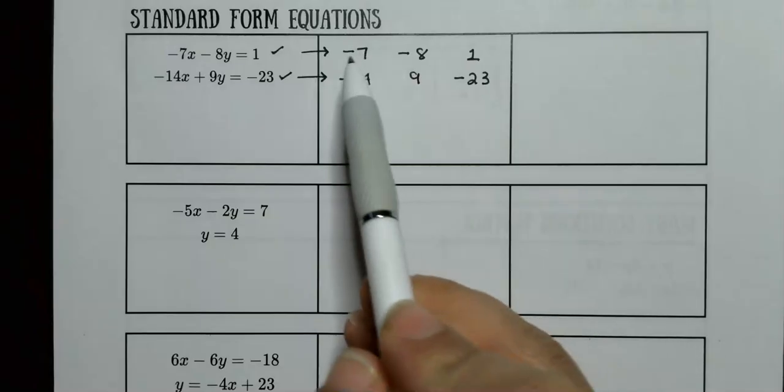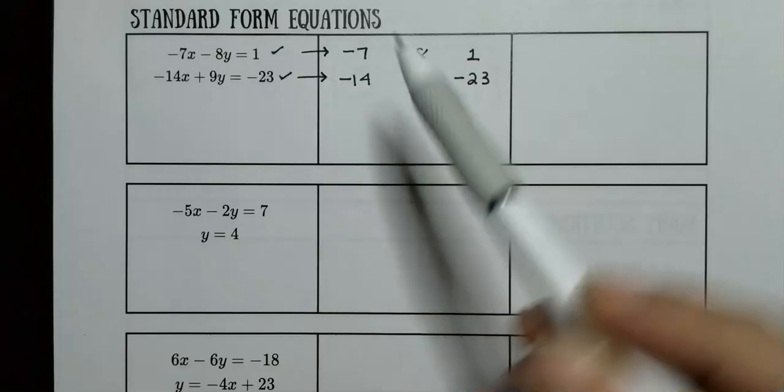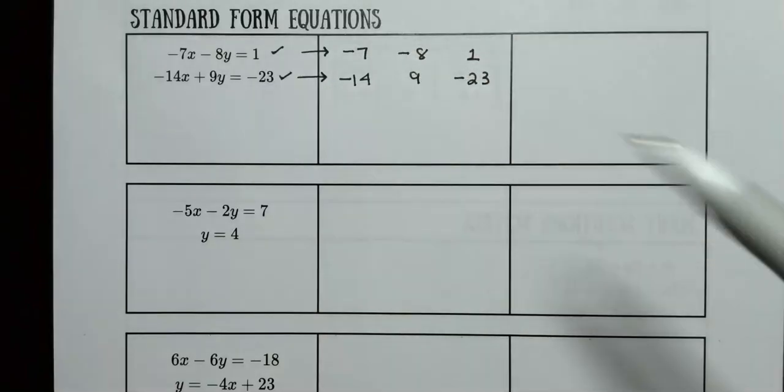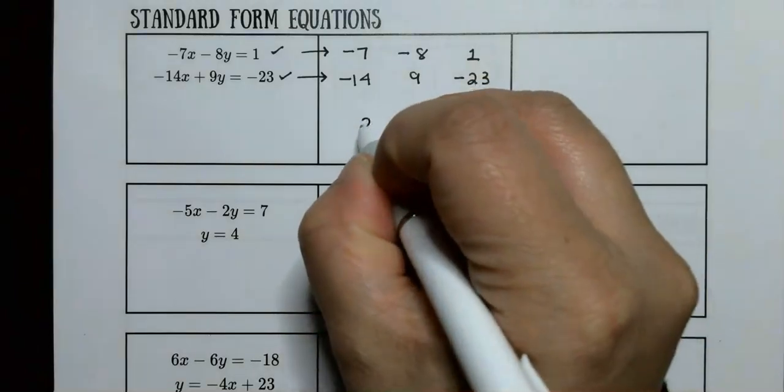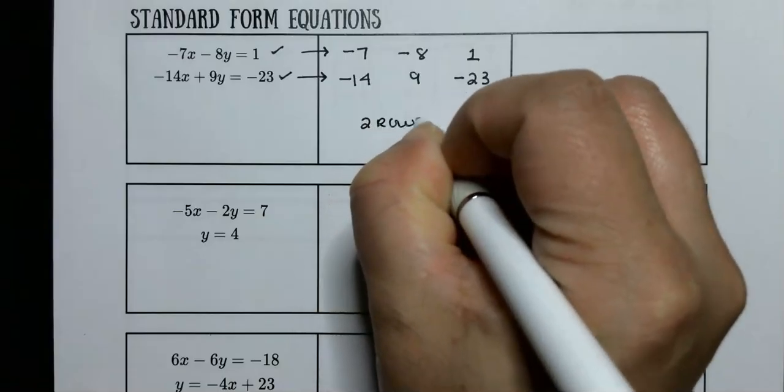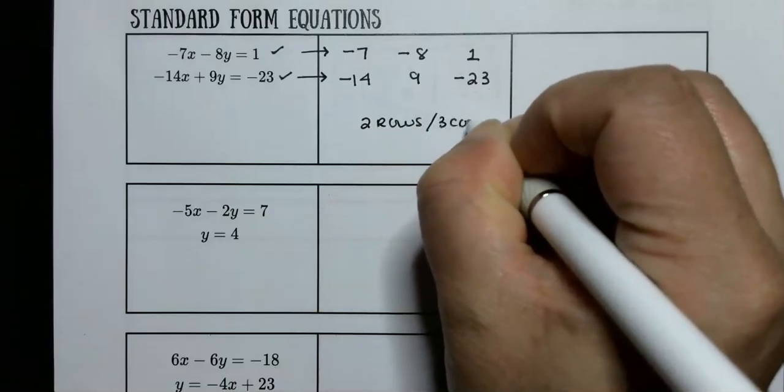Now, as you can see, I have 2 rows of numbers, but I have 3 columns. And that's going to be important to us because you need to know what kind of matrix you're going to build. So this is 2 rows and 3 columns.